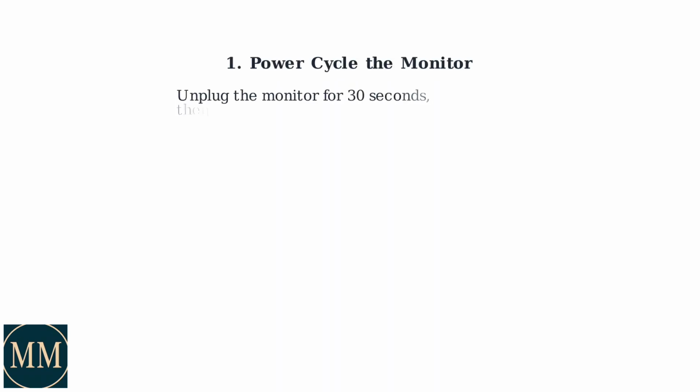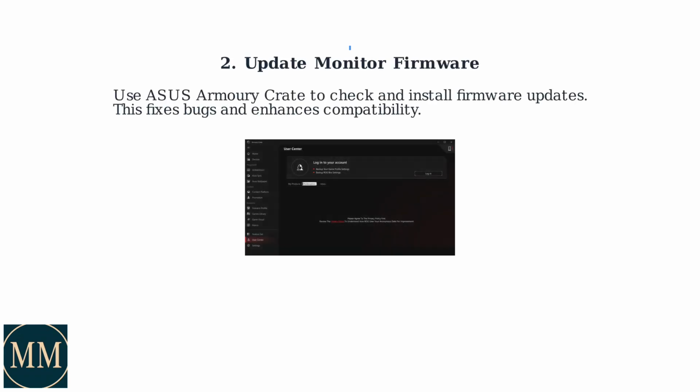Start with the simplest fix. Power cycle your monitor by unplugging it from the power source for 30 seconds, then plugging it back in. This resets the internal electronics and can resolve temporary glitches. Next, update your monitor's firmware using ASUS Armoury Crate software. Launch the app, check for updates in the device section, and install any available firmware updates. This addresses known bugs and improves compatibility.